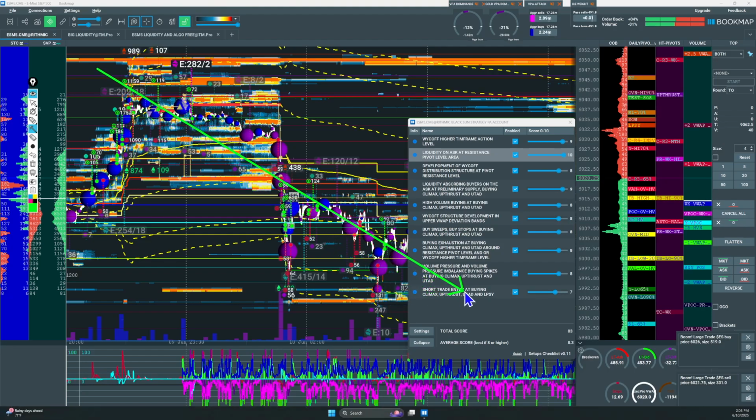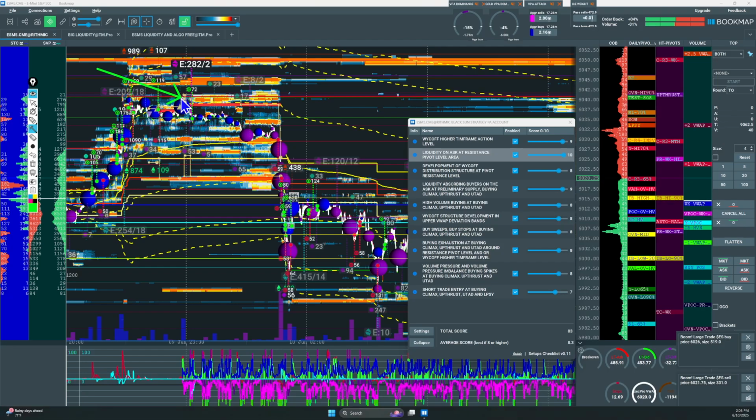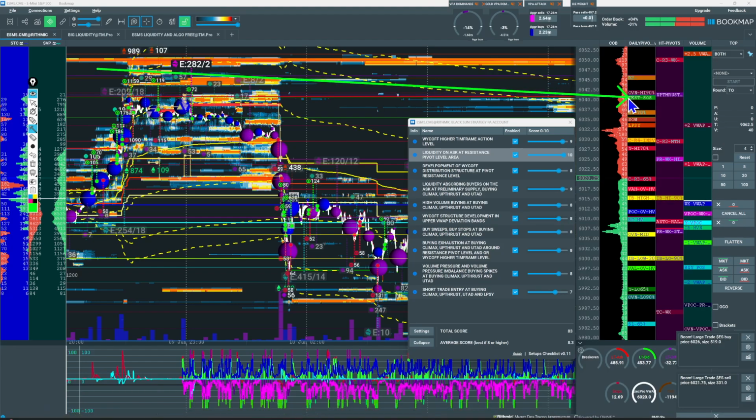And then short trade entry at buying climax, upthrust, UTAD, and LPSY. So this is basically the upthrust, but the upthrust really is defined by breaking above the buying climax. If it doesn't do that, it's a test or sign of strength, right? So that's why I label it here, test or sign of strength.